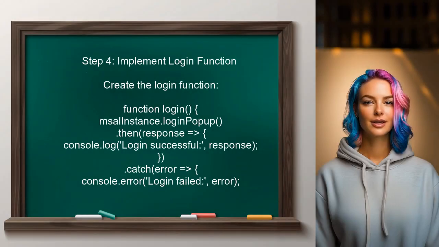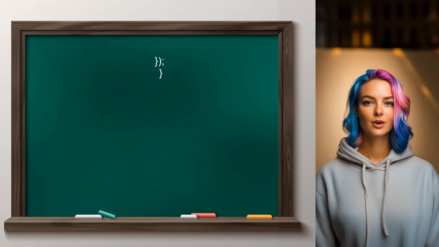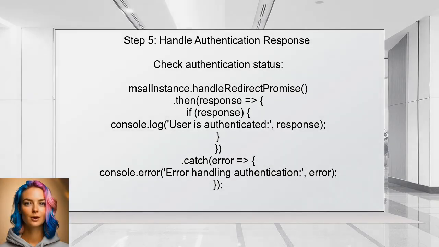After initializing msal, the user can implement the login function. This function will trigger the login process when called. Finally, the user should handle the authentication response. This involves checking if the user is authenticated and managing the session accordingly.